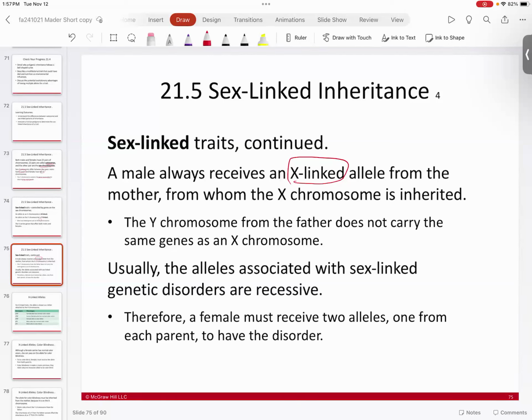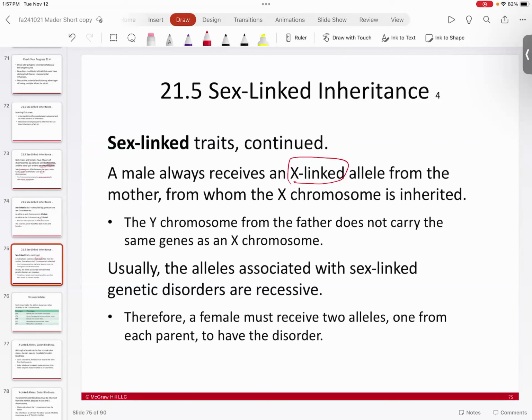So ultimately, the dad can either pass forward the X or the Y. But if the male has a Y, then he got that from his dad. There's no other way he could have gotten that, because the mom doesn't have a Y. The Y chromosome is important because it doesn't have the same genes as the X chromosome. In terms of the genes that they carry, they're very different.